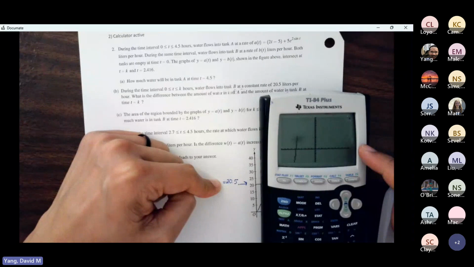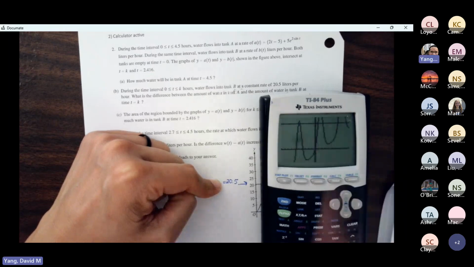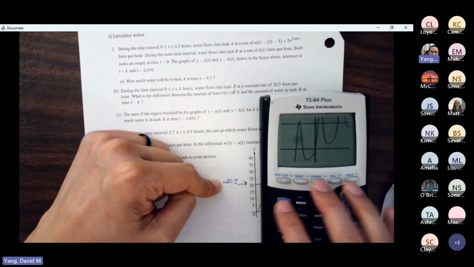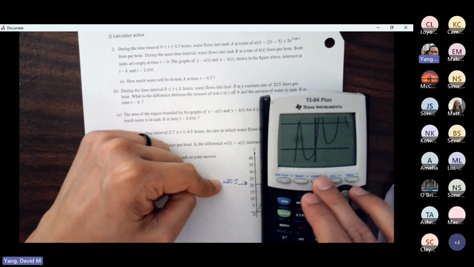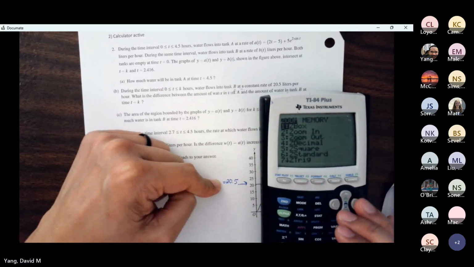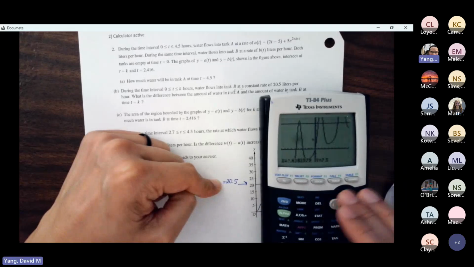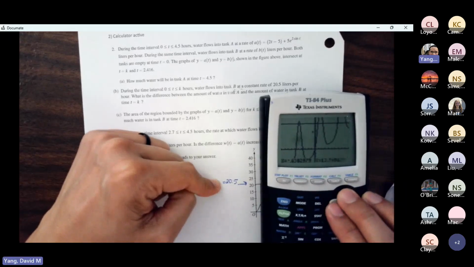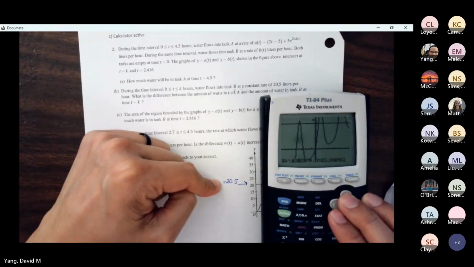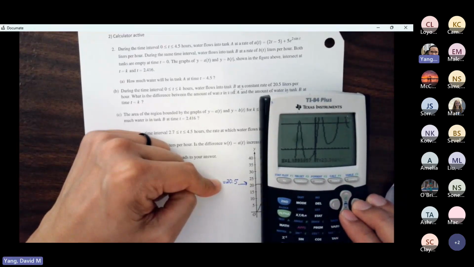If you want, you can play with the window some more, or in this case, maybe it's easier to just do a zoom box. Just see if I can draw a box around that region there. Hit enter, drag your graph, enter again.